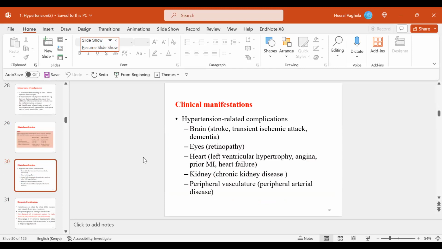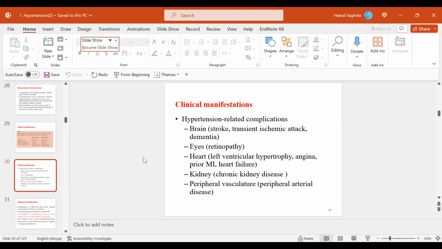So for clinical manifestations or complications of hypertension, it can lead to brain stroke or ischemic attack, retinopathy. On the heart, it causes hypertrophy because now your heart is working more to pump that blood. On the kidney, chronic kidney disease, because when there's high blood pressure, it increases it.